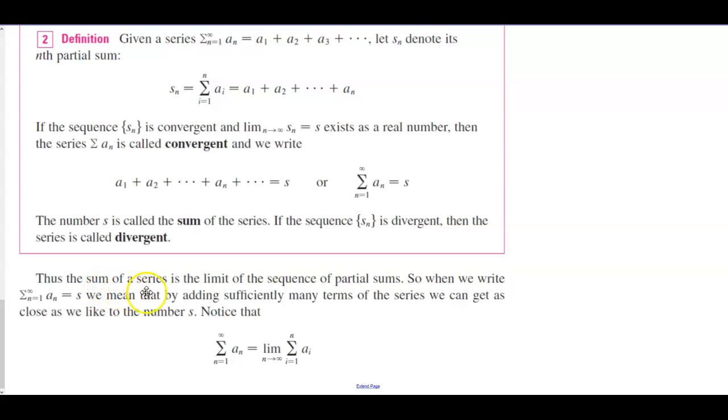Thus, the sum of a series is the limit of the sequence of partial sums. So when we write the summation of that sequence going from n is equal to 1 to infinity and it's equal to s, we mean that by adding sufficiently many terms of the series, we can get as close as we like to the number s. And so notice that the summation of that sequence is going to equal the limit as n approaches infinity of the summation of i is equal to 1 to n of a subscript i.